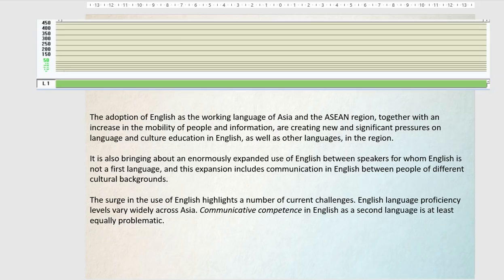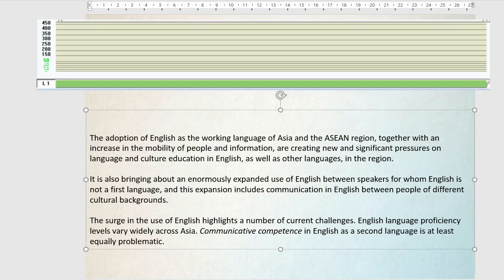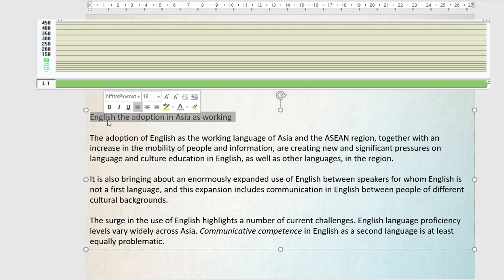So imagine if the author, instead of saying the adoption of English as the working language, imagine if Andrew Lian wrote something like English, the adoption in Asia as working. You can see it's ungrammatical, but you also wouldn't know how to read it because it's kind of English, the adoption in Asia, right? All of them you're stressing really high because you do not know, your intonation is not telling you which one is more important. So you're confused and you're stressing them all.